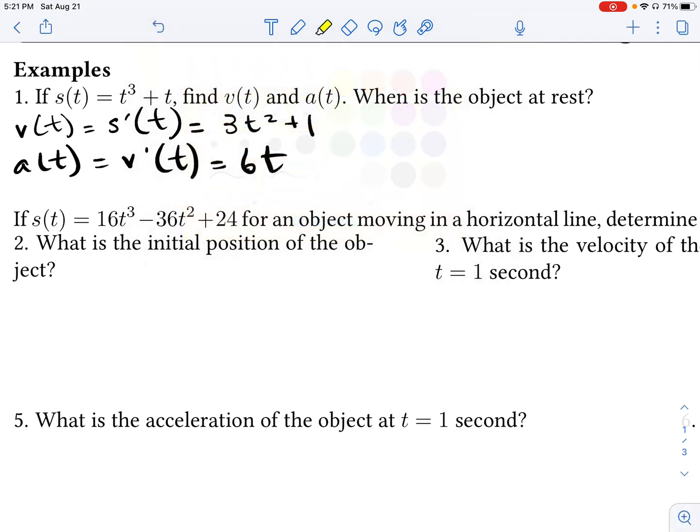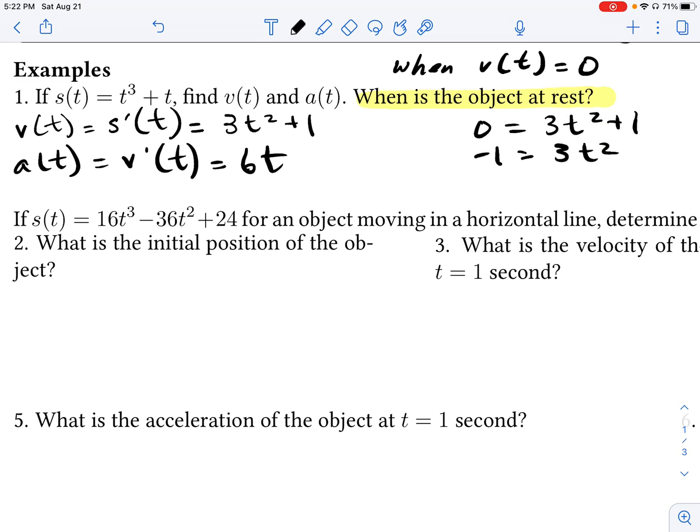Now, what about this part here? When is the object at rest? Well, an object is at rest when the velocity is equal to 0. When it's not moving, that's when it's at rest. So what we want to do is set v of t equal to 0. So I'm going to write 0 is equal to 3t squared plus 1.